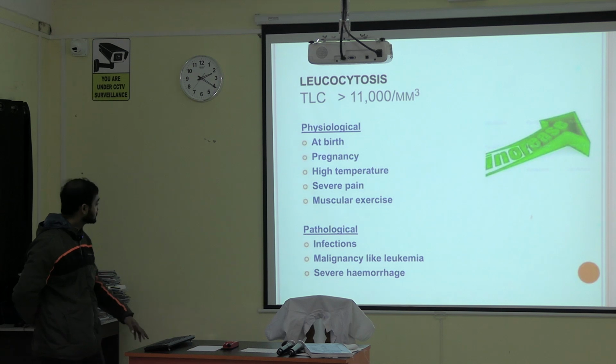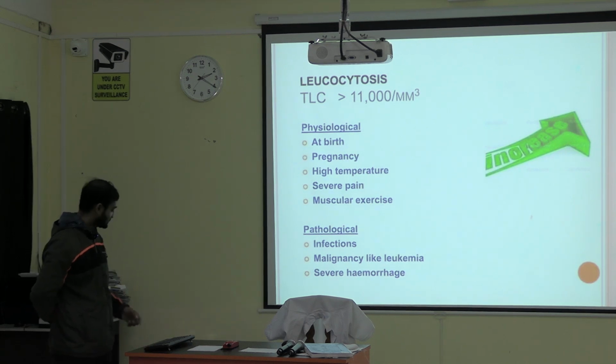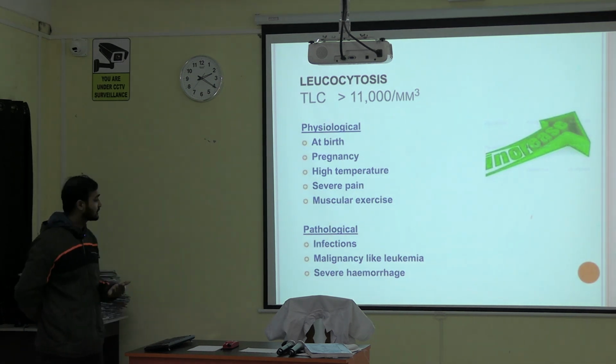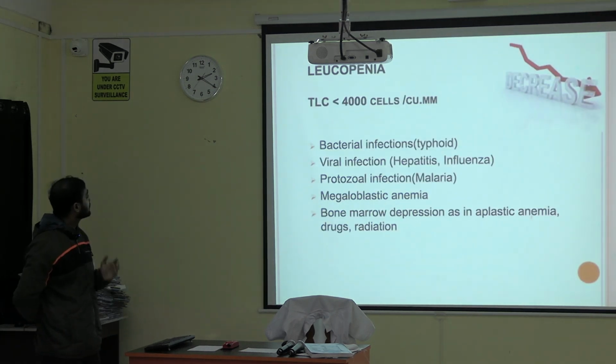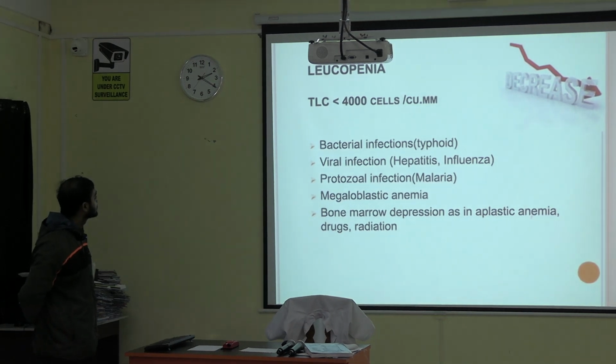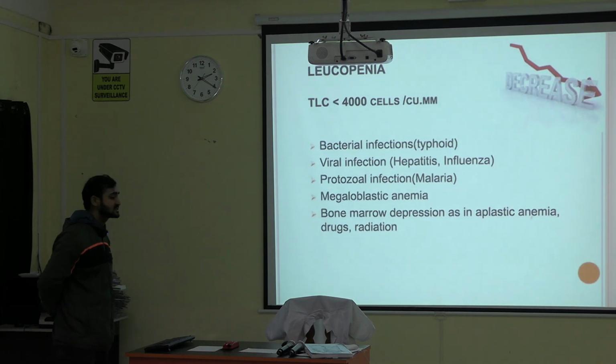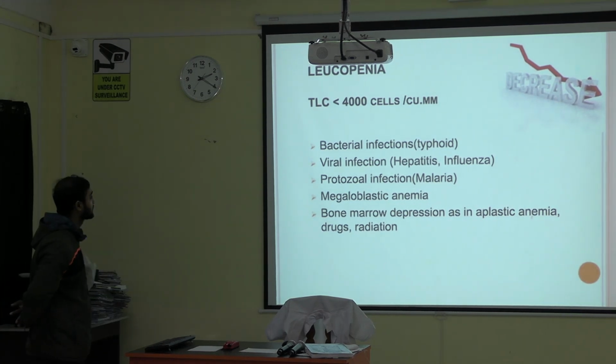So that is a pathological condition where there will be leukocytosis. And in malignancies there is an increased count of WBCs. Then in severe hemorrhage also we see it. Then we have to know when it is called leukocytopenia: when the total count of the WBCs or leukocytes is less than 4,000 cells per cubic mm.